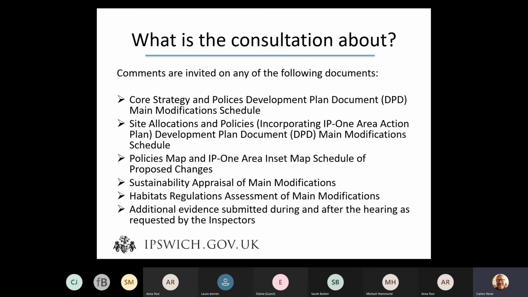Comments are invited on any of the following documents: the Core Strategy and Policies DPD, the main modification schedule, the site allocations and policies incorporating the IP1 Area Action Plan DPD, main modification schedule, the policies map and IP1 area inset map, schedule of proposed changes, the sustainability appraisal of the main modifications, the habitat regulations assessment of the main modifications, and additional evidence that has been submitted during and after the hearing as requested by the inspectors.